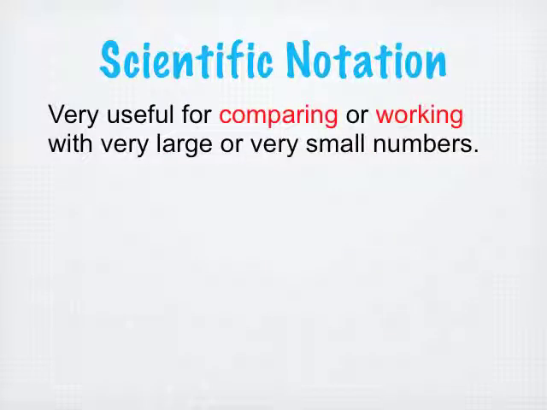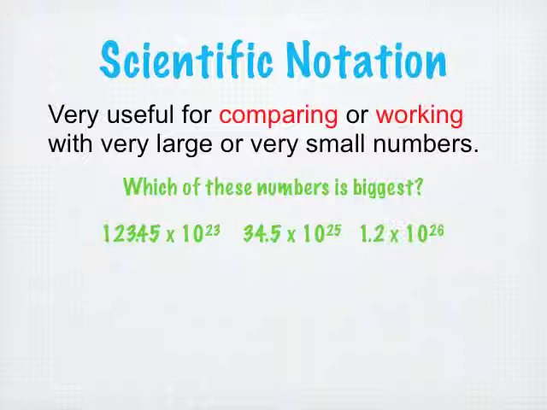Scientific notation is very useful for comparing or working with very large or very small numbers. So let's just look at these quickly. Which of these numbers is the biggest? Pause the video and take a look at them. We've got 123, but then that only has an exponent of 23. I've got 34, but that has a big exponent. And then the 26, but that only has a 1. I thought this was going to help me compare these numbers.